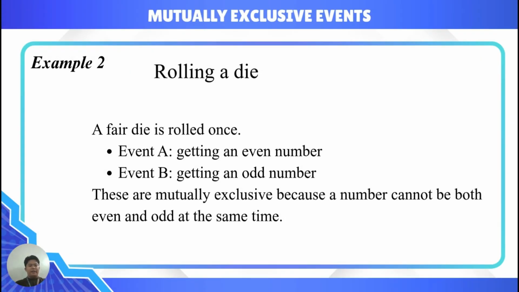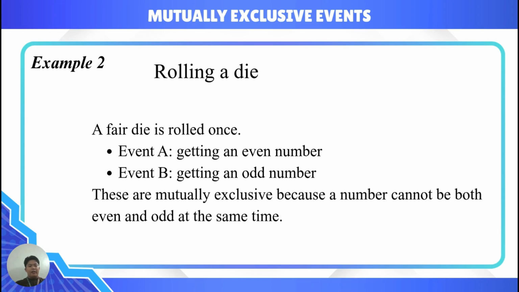Now let's go to another example about mutually exclusive events. A fair die is rolled once. We need to find the probability of two events, where event A is getting an even number and event B is getting an odd number.